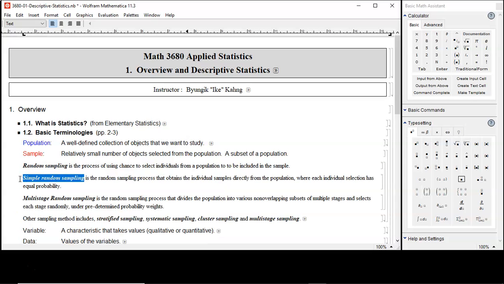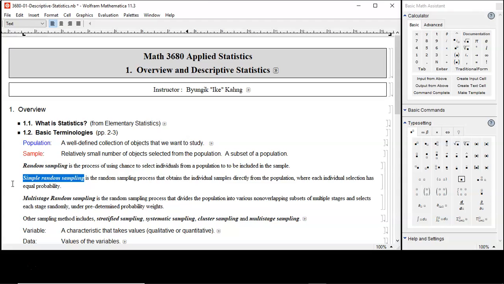We have simple random sampling and multi-stage sampling. Simple random sampling is something that we're going to study for this course. We're taking the samples directly from the population. Taking a sample is not too difficult.